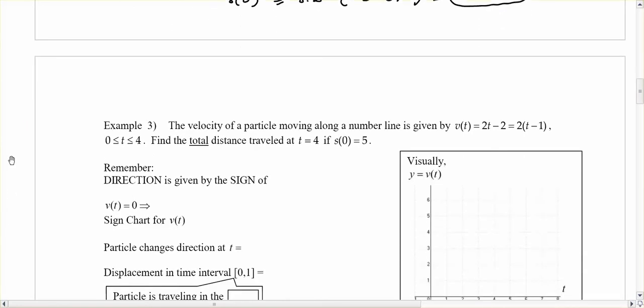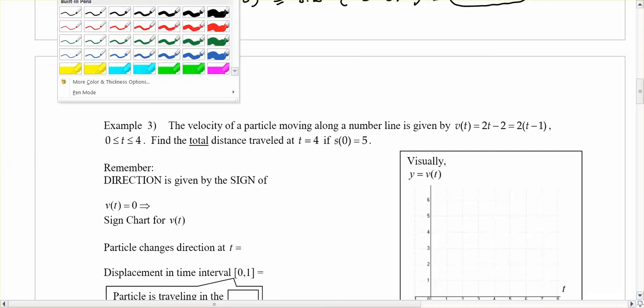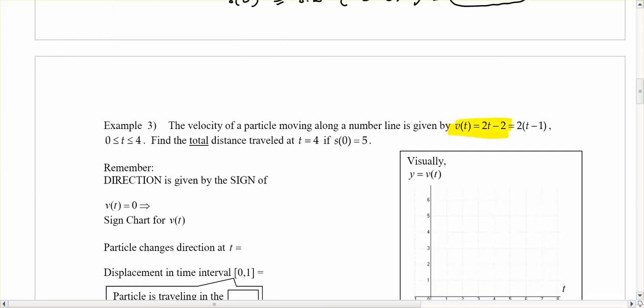We've got the same particle moving on the number line with the same velocity function of 2t minus 2, which is in fact a form 2 times t minus 1, and the time frame 0 to 4. And this time we want the total distance traveled at t equals 4 if s of 0 is 5. So it's the same starting position as we had in example 1.